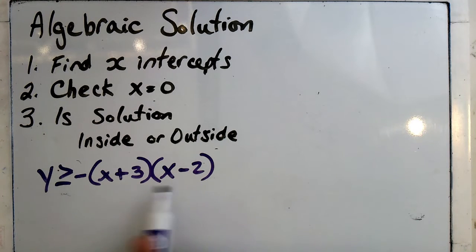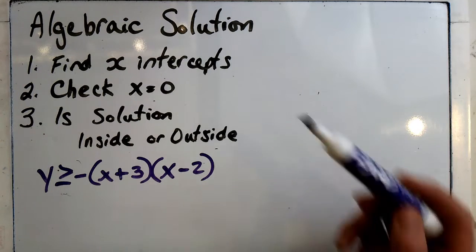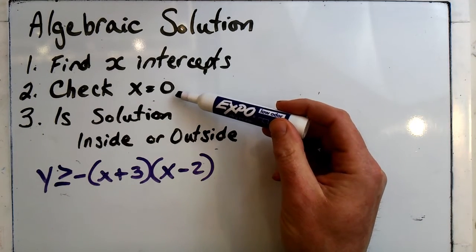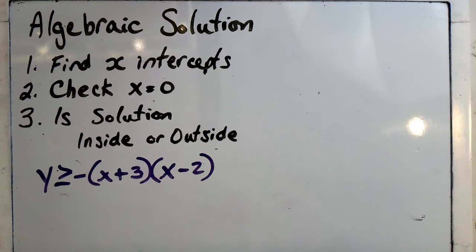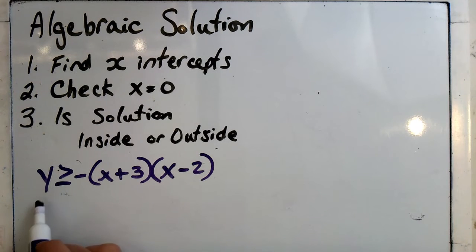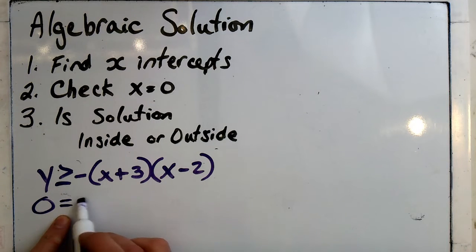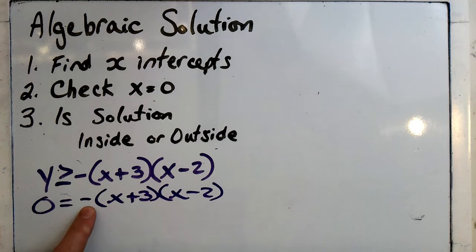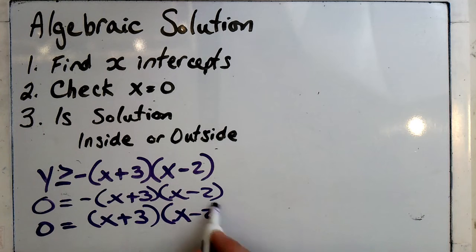So the next one is already factored. So just remember we're finding the intercepts, so we get the solution from each one. Check whether it's inside or outside, and then write the final solution. So for the x-intercepts, we make this 0. And just for now, I'm going to make it an equal sign because we're finding the intercepts. Now this negative, we can ignore it almost. If I divide by -1, 0 divided by -1 is still 0. And then I get my two solutions, -3 and +2.